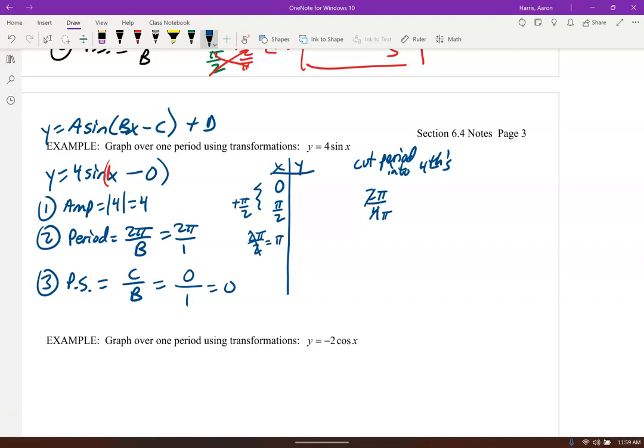And then I want to go up another pi halves from that. Well, 2 pi over 2 plus another pi over 2 is 3 pi over 2. So that's the next key point. And then 3 pi over 2 plus another pi over 2 is 4 pi over 2, which is 2 pi. These are going to be my key points on my graph that I want to plug in.